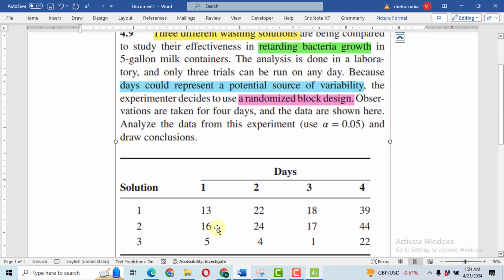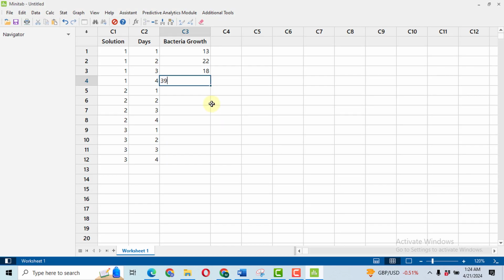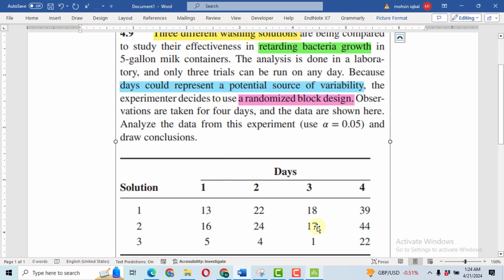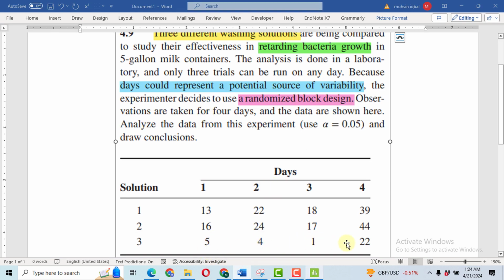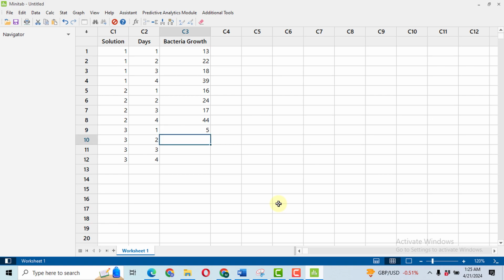Then 39, 16, 24, 9, then 17, 44, then 5, 4, 1, 22. We are done with the data entry.